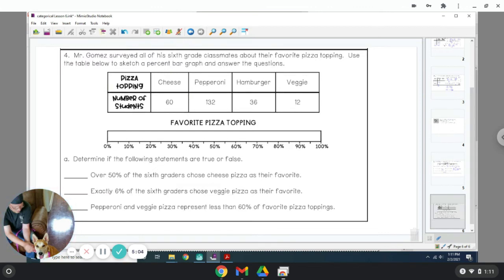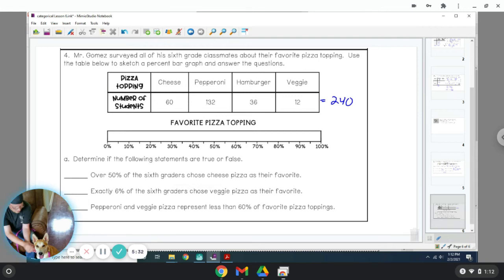All right. Mr. G surveyed all of the 6th grade class about their favorite pizza. Use the table below to sketch a percent bar graph to answer the questions. Okay. So what we're going to do is figure out how many people that is. So you're going to do 60 plus 132 plus 36 plus 12 is 240 people. So 240 people were surveyed.